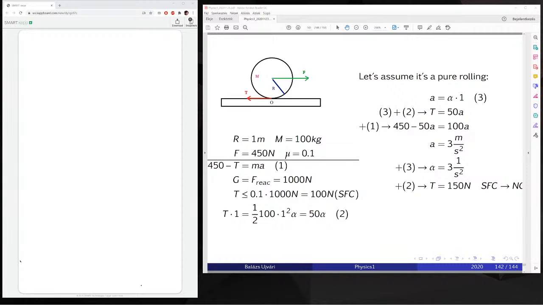And now R equal 1 meter, F equal 150 Newton, M equal 100 kilogram, mu equal 0.3. Can you answer the question whether it's pure rolling or not? And where is the body in 10 seconds?